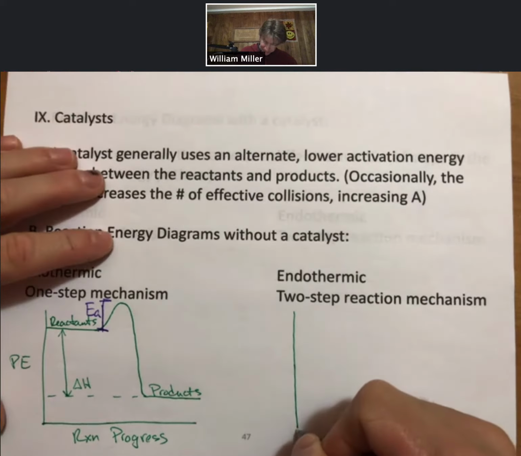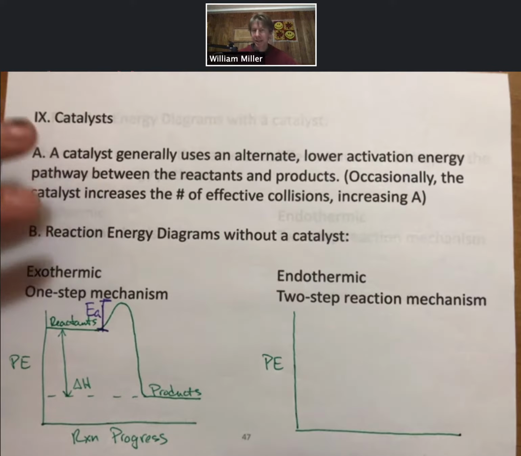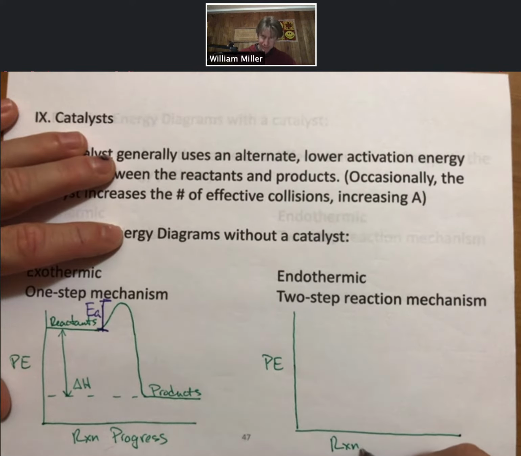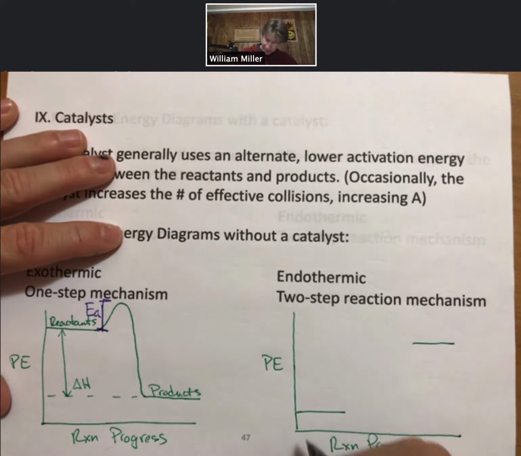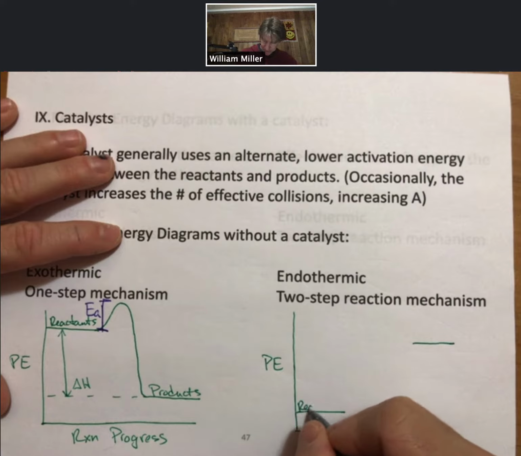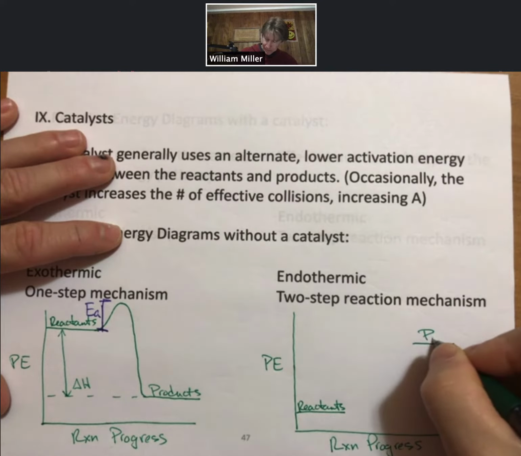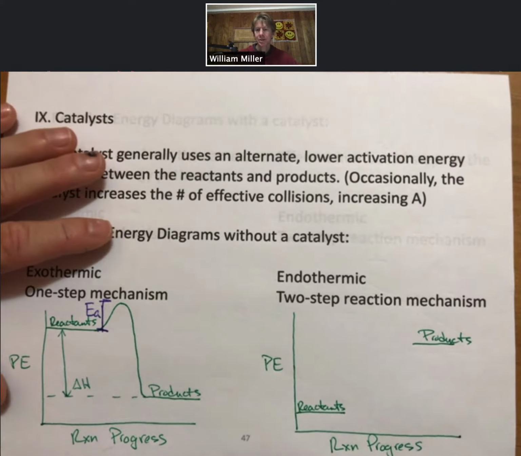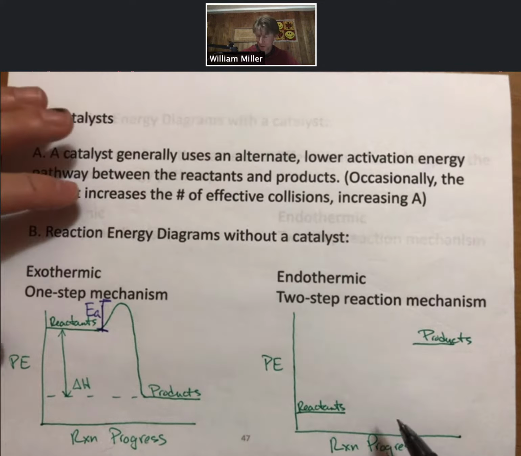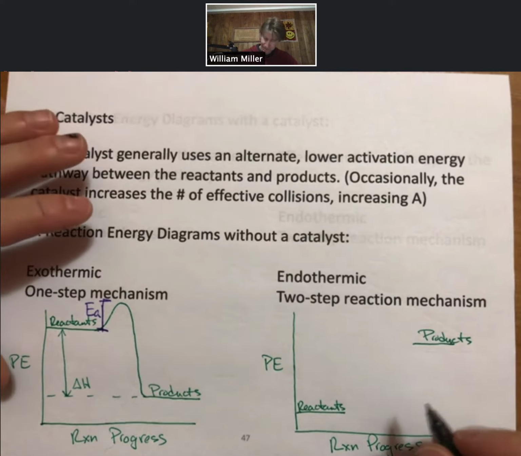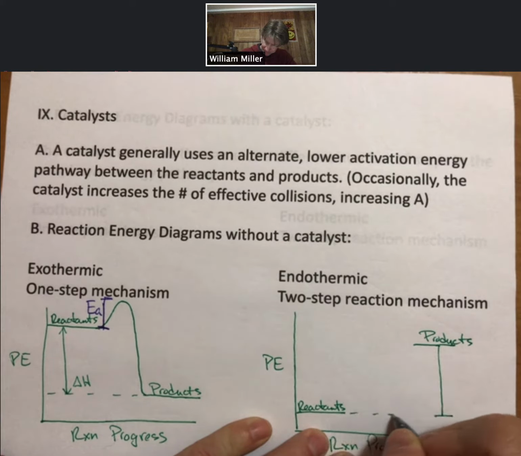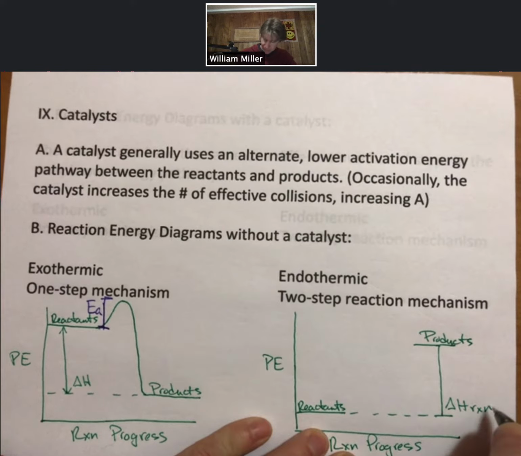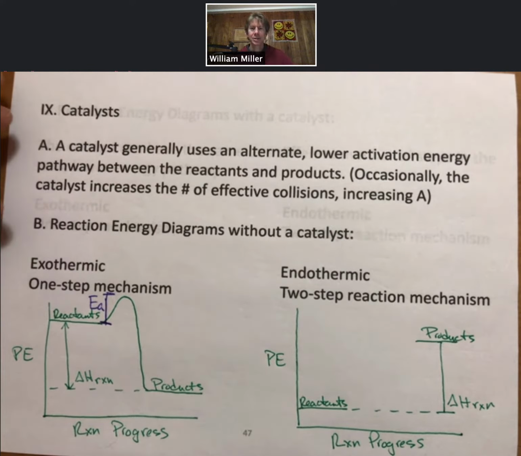As we know, we can do the same thing for an endothermic reaction. Doesn't matter where they are. Let's put them here. Reactants are always on the left. Products are always on the right, and that's what reaction progress means. It's progressing from reactants to products. And then here, we also have our delta H. And I typically call this delta H reaction, so I should type that in.